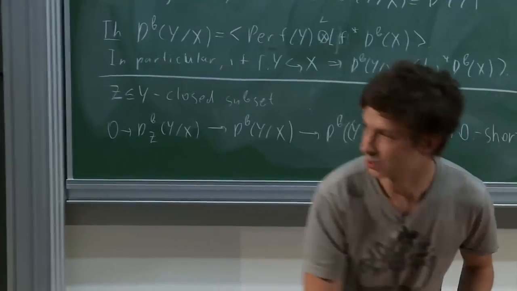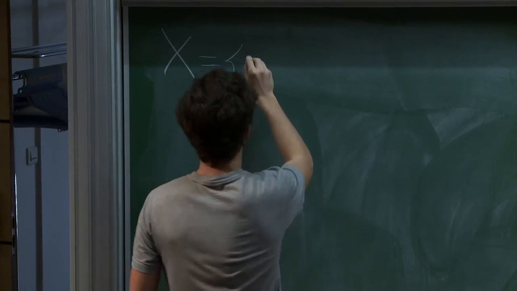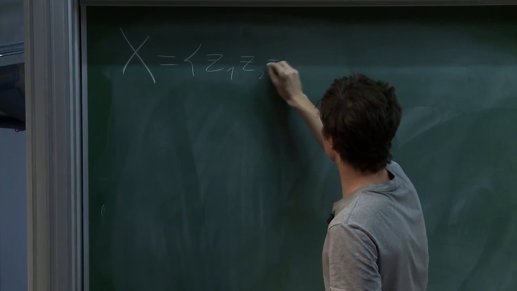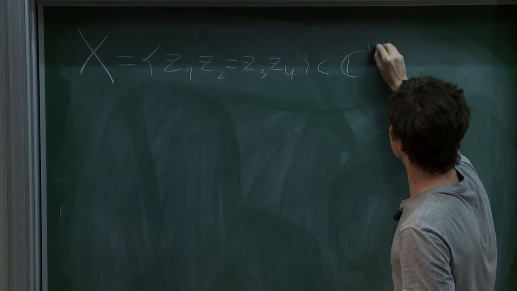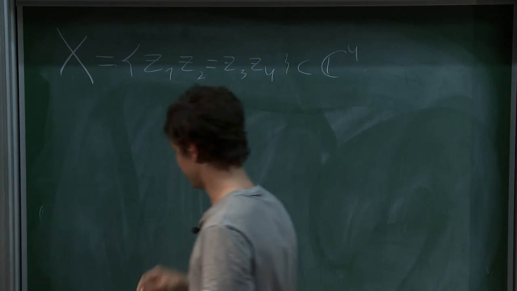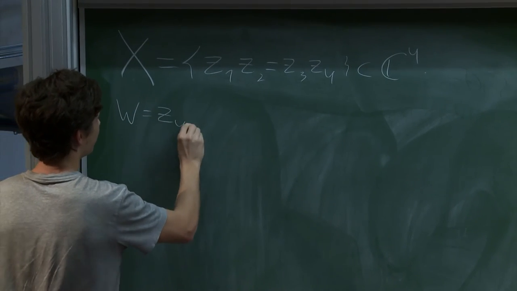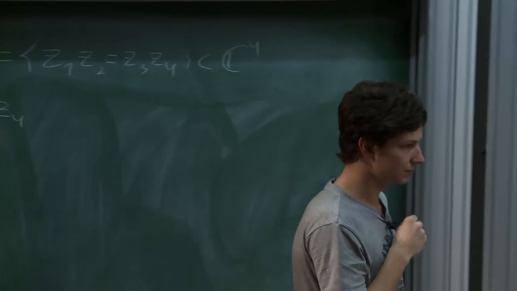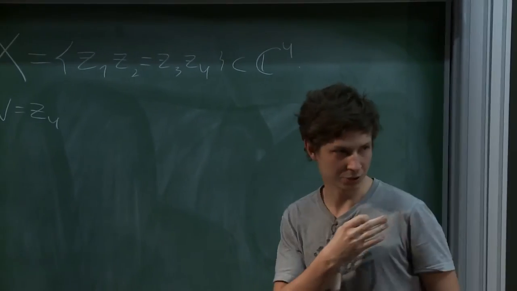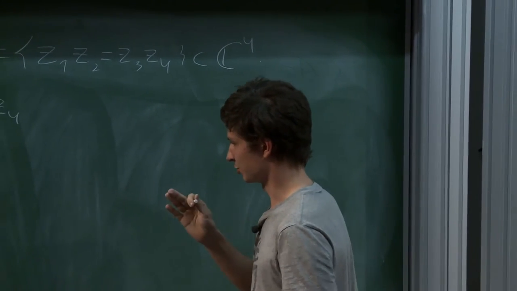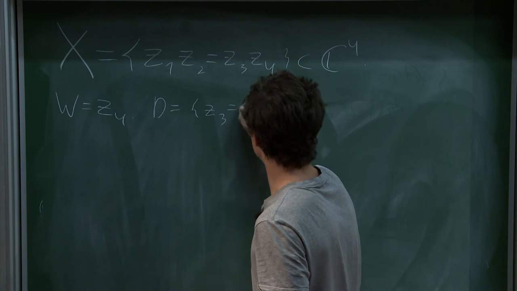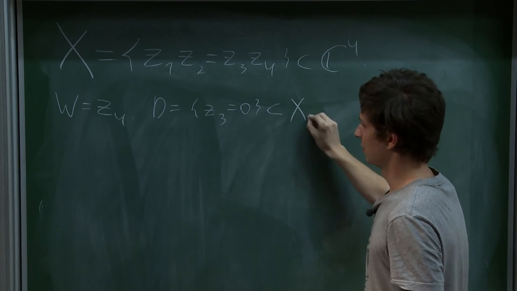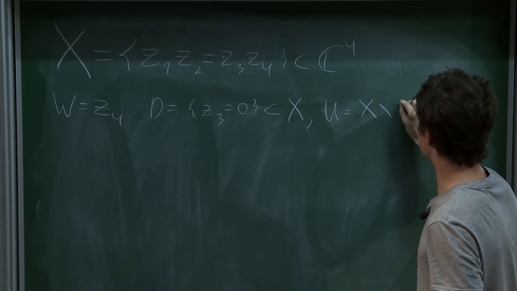Let's consider the following example. Let X be a three-dimensional quadratic cone, so just an affine cone given by the equation z1 z2 equals z3 z4 in the space C^4. And let's consider the potential to be the fourth coordinate. I want to give a counterexample to localization, so I should specify what the closed subset is. Let's take the closed subset to be the divisor defined by z3. So U will be X minus this divisor.